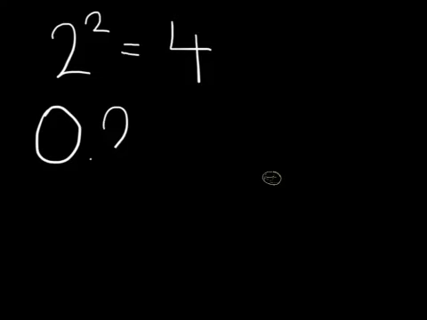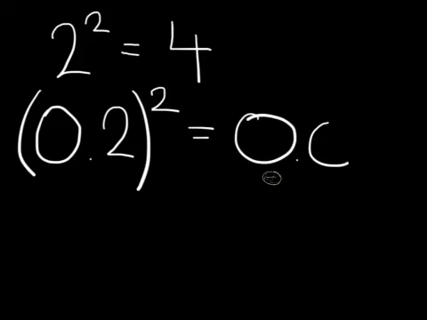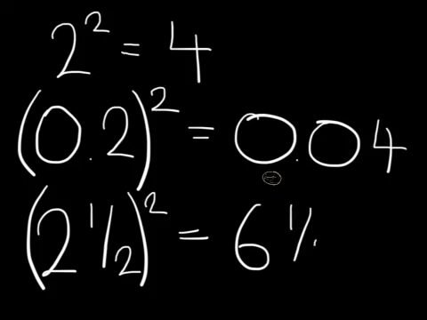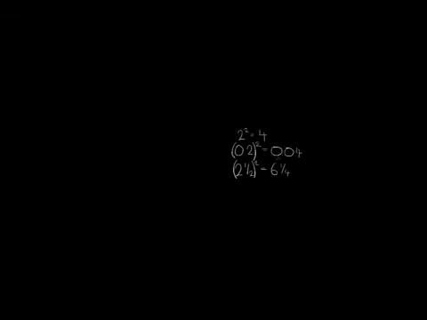Well, 2 squared equals 4, obviously. What about 0.2 squared? What's that? Well, it's 0.2 times 0.2, which actually equals 0.04. What about a fraction? 2.5 squared equals 2.5 times 2.5, which is actually equal to 6.25. So, no negative numbers yet, but we haven't tried negative numbers yet.